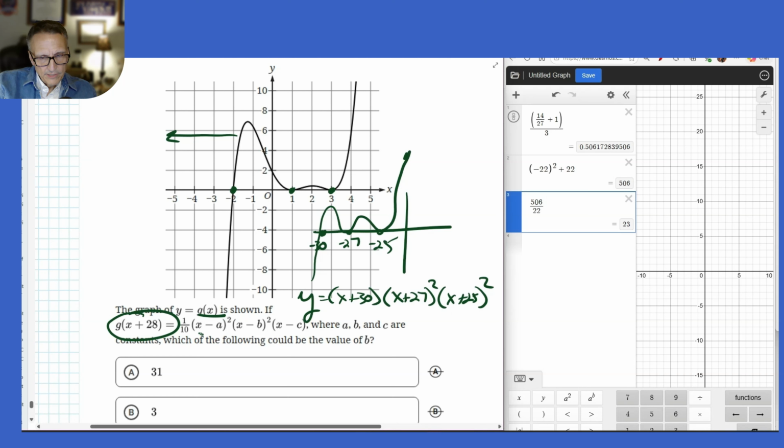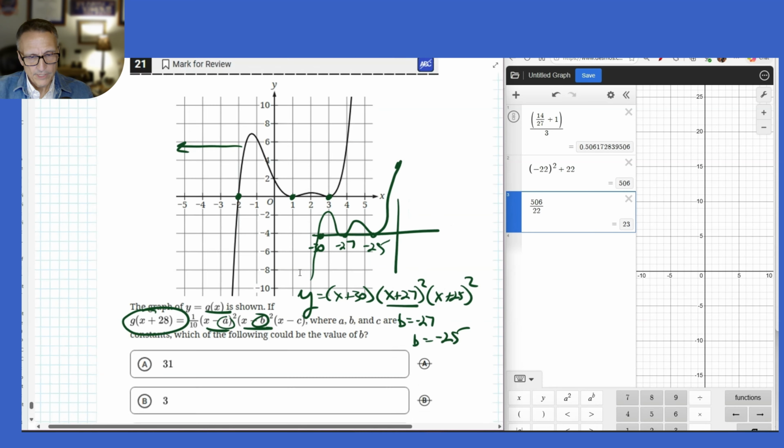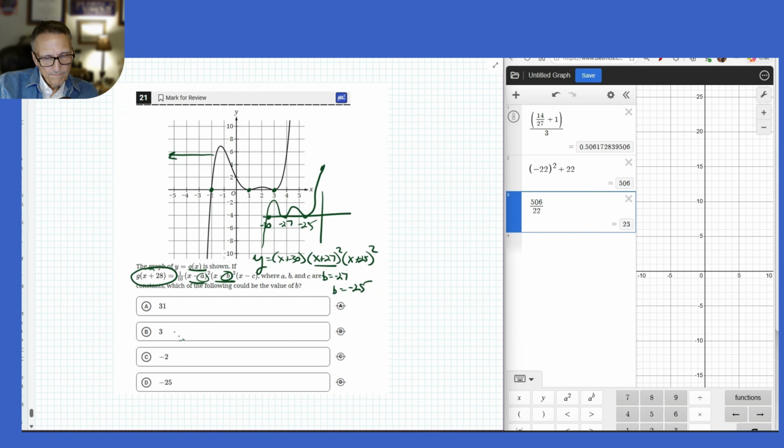And so I can see the 2 squareds, which are the a and the b, and I don't know which is which. That means then that b would be either negative 27 or b could be negative 25. And the answer choices, the only one of those that appears in my list of answers is the negative 25.